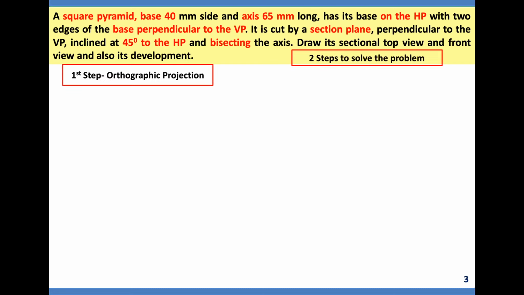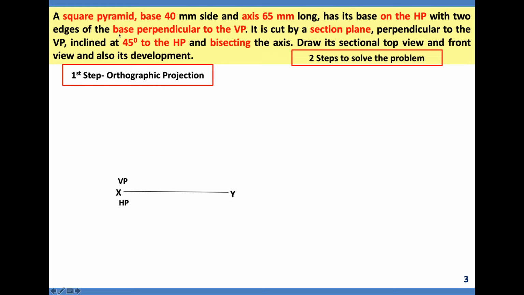First step, orthographic projection. We are following first angle system, or first quadrant system. So that is XY, above XY vertical plane and front view, below XY line horizontal plane and top view. If you read the problem, the object is a square pyramid, side size 40, axis 65. It is resting on HP. So my first view should start from below XY, that is top view.